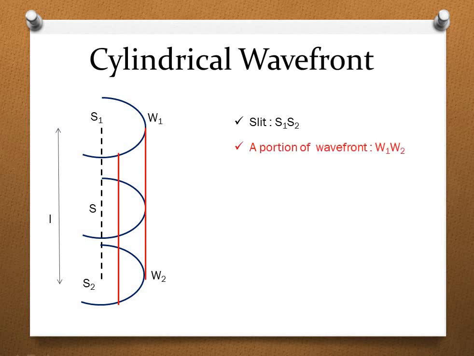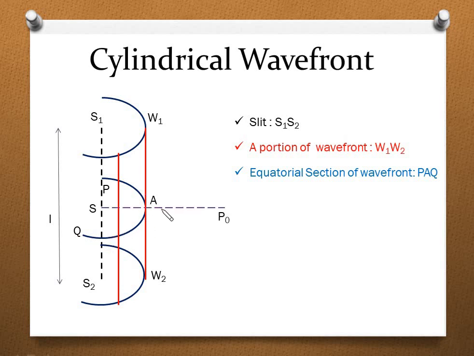Now suppose this W1 and W2 is a portion of that cylinder. For the analysis, we will just consider an arc of this cylinder, let's say PAQ. This PAQ is just the equatorial section of this wavefront, the cylindrical wavefront.